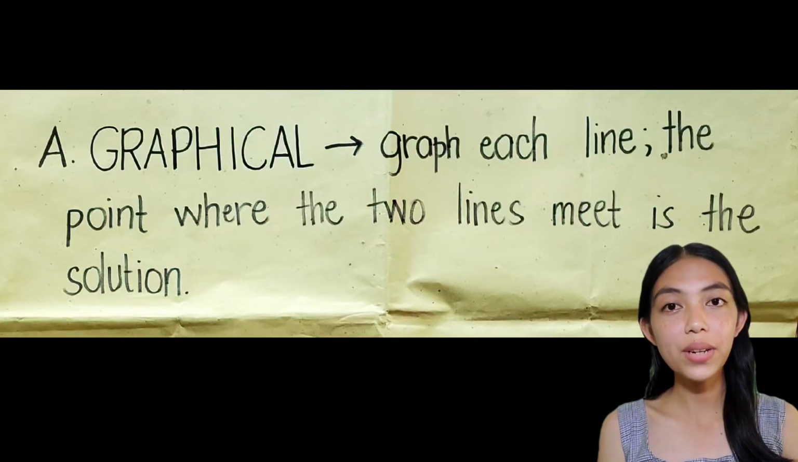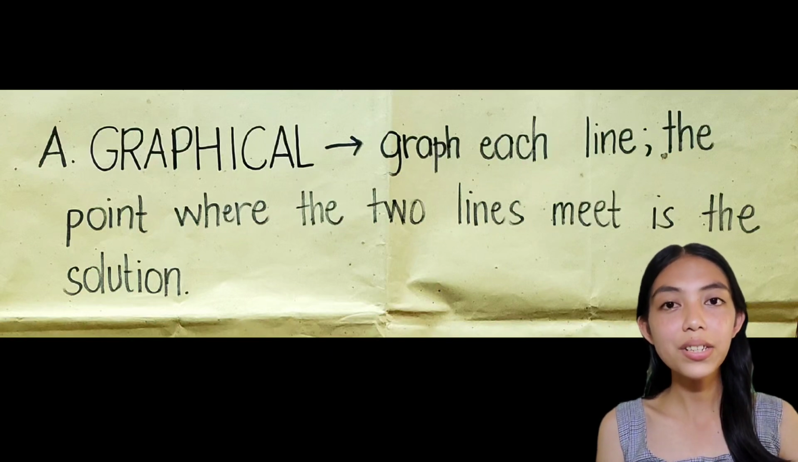Now, let's proceed to the methods of solving a system of linear equations in two variables. In this video, we'll just focus on the three major or primary methods. First, we have the graphical method. In this method, we graph the two lines, and the point where the lines meet or intersect is the solution.